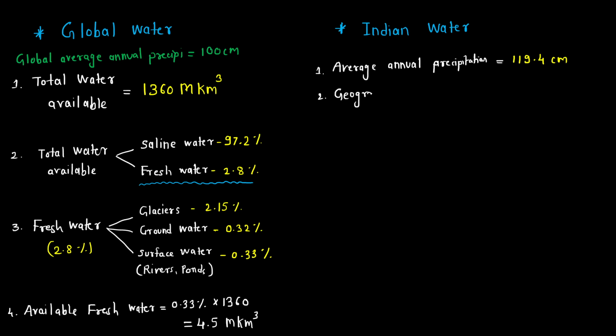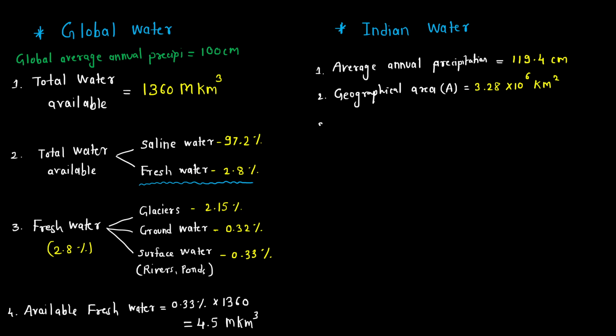So geographical area of India, that is A. So area is 3.28 into 10 to the power 6 kilometer square. Okay, so this is the geographical area.